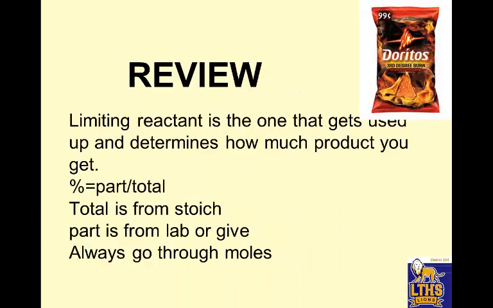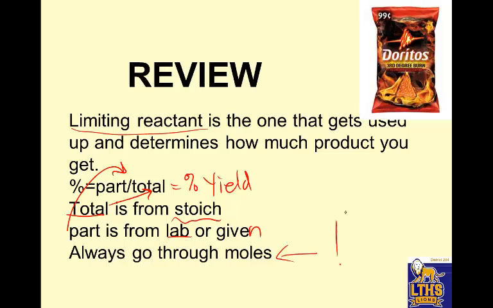So maybe you want to react, but maybe you don't collide, or maybe you're colliding with something else that's in the container. Okay, so to review, limiting reactant is the one that gets used up and determines how much product you get. Make sure you know that definition. Percent yield equals, percent is always part over total. Make sure the total is from stoichiometry and the part is from a lab or it's given. Okay, always go through moles.